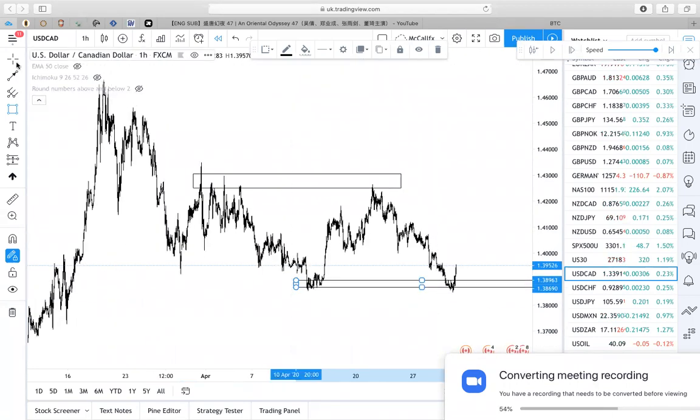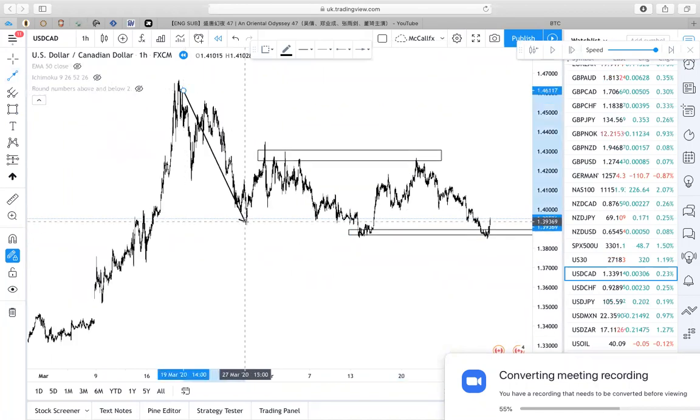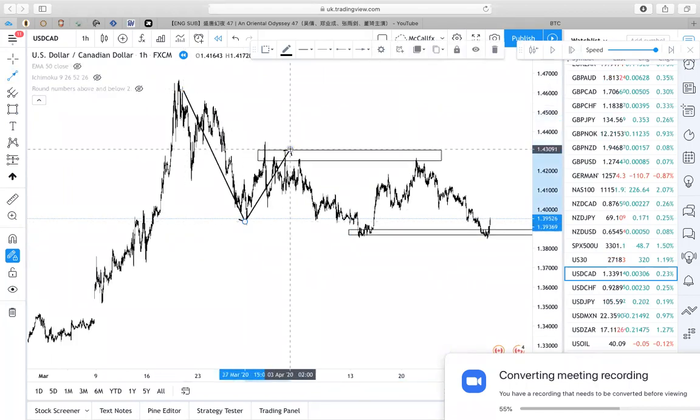So what am I seeing? I'm seeing a downtrend, right? The market is trending downwards. So if the market is trending downwards, I'm supposed to be taking trades on a resistance. If the market is trading upwards, then I'm going to be taking my trades on a support level. This is how it works.